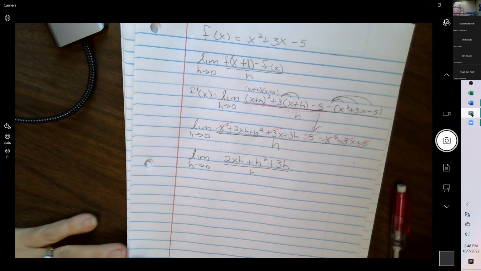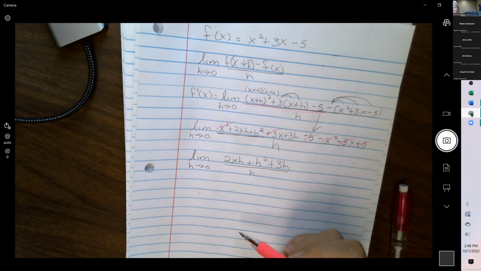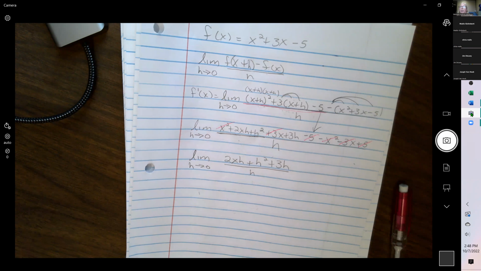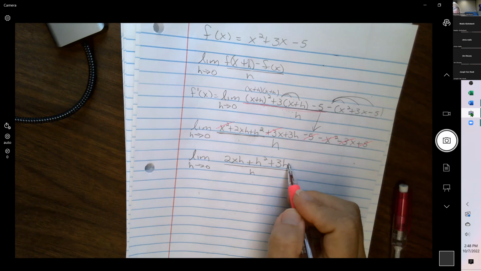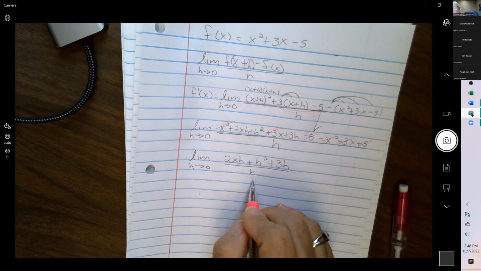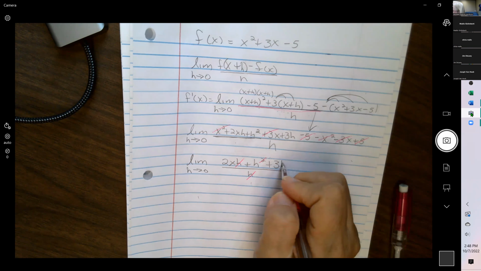Now, once we get here, you could factor an h out of the top and then cancel. Or you can get rid of one h in every term. I like getting rid of the one h in every term because you're less likely to make a mistake. A lot of times students forget about the factoring and just cancel this h and this h. But if you always make sure to take one from every single term, I think it works better. And it's one less step.